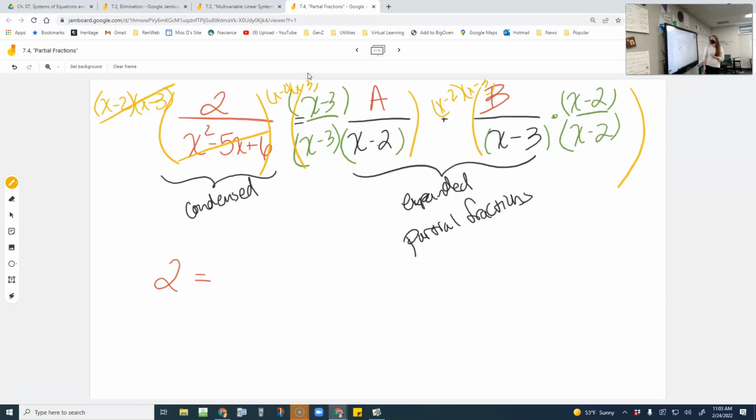What's so cool about what I have? You cancel out all the denominators. So, nice. A plus. And nice. So what's left? X minus 3 plus. It'll be X minus 2.